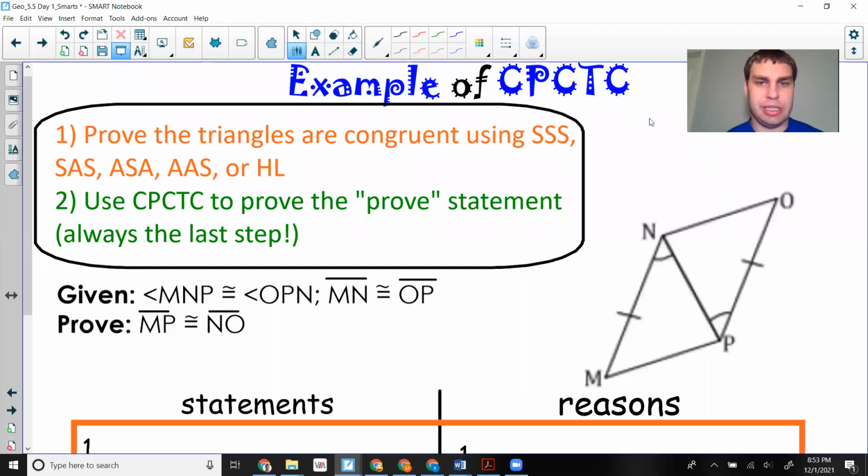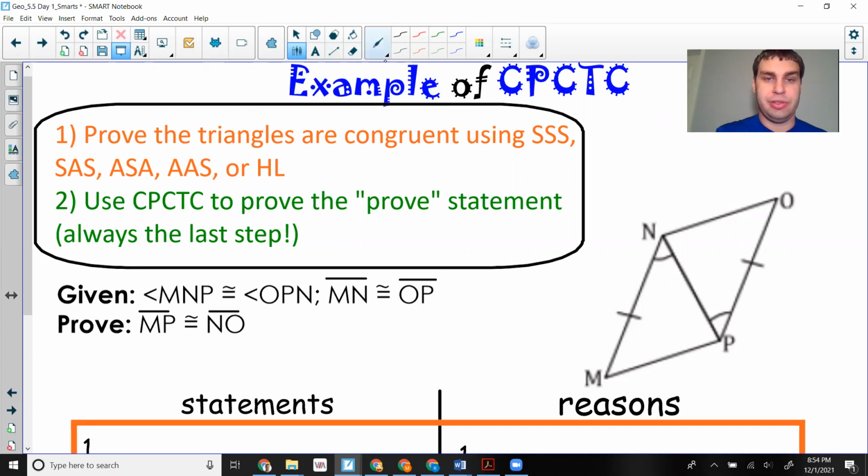All right, so let's do an example of CPCTC. And you'll notice here, in this box, it says that we're going to do the same exact thing that we've been doing. We're going to prove a triangle is congruent using one of our five types: side, side, side, side, angle, side, angle, angle, side, or hypotenuse leg. All right. But then the new step comes in our very last statement, which we know is our proof statement.